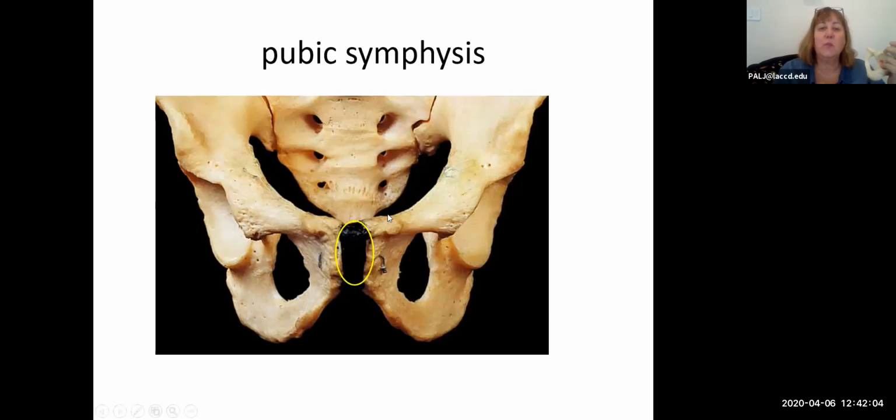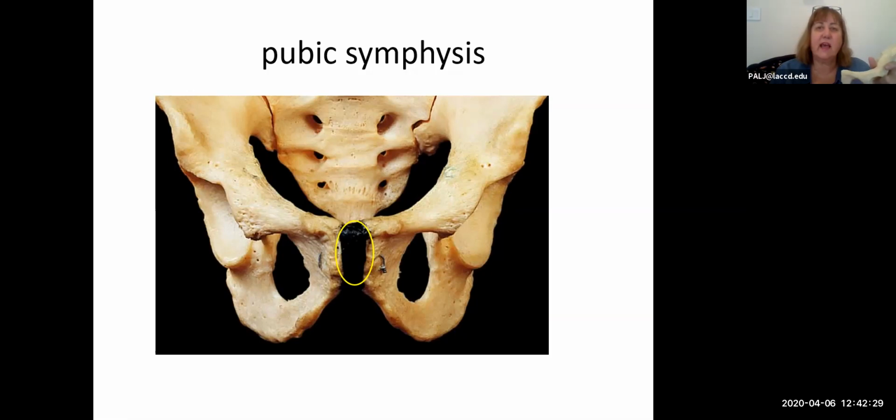There is an extra piece of cartilage, a piece of fibrocartilage between the two. So when you're looking at pictures of the skeleton, you'll always see something drawn in there. And this structure that's between the right and the left pubic bones is called the pubic symphysis. And we'll learn a lot more about the pubic symphysis in lecture later on.